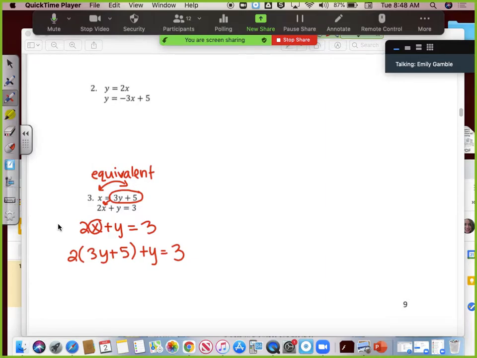Solving this equation would first require us to distribute, so I'm going to multiply everything by 2. 2 times 3y is 6y, plus 2 times 5 is 10. I'm left with 6y plus 10 plus y equals 3. I can combine like terms here. 6y plus 1y is 7y.